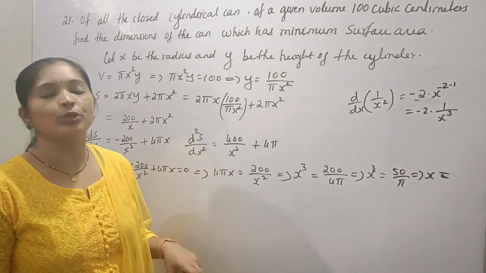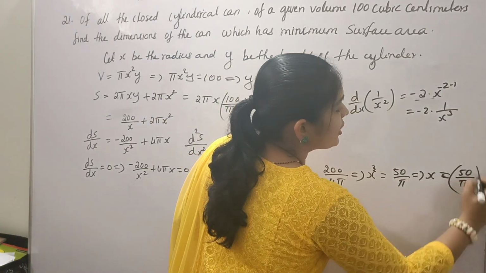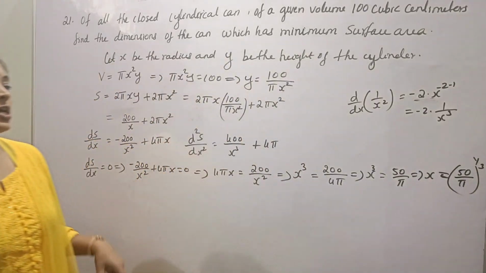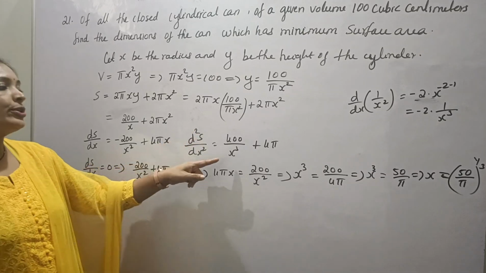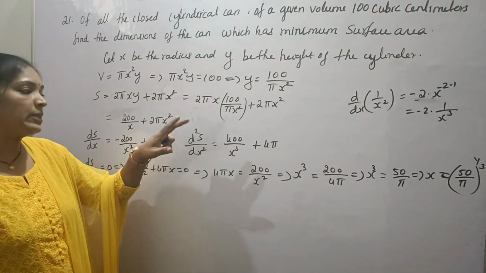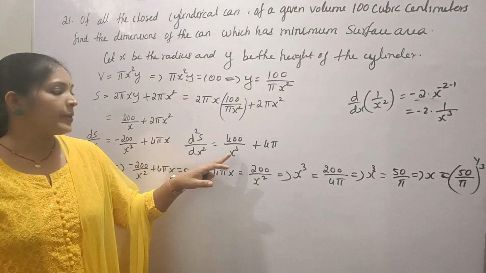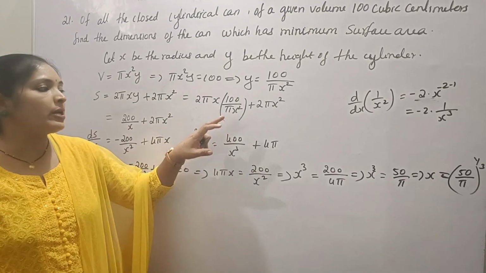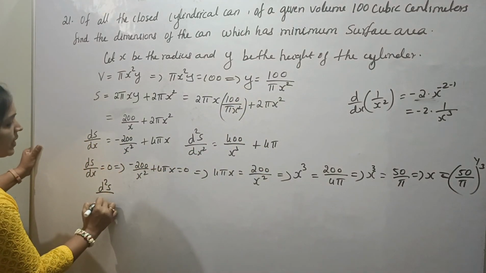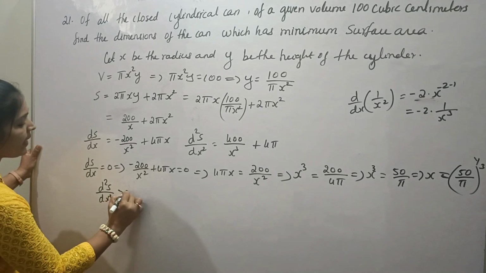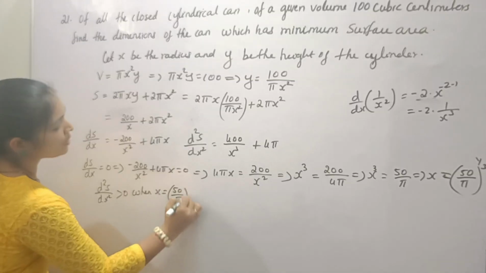So what is x? Cube root of 50 by pi, right? That means 50 by pi whole raised to 1 by 3. Okay, so x is equal to 50 by pi whole raised to 1 by 3. Now substitute x is equal to 50 by pi whole raised to 1 by 3 in d square s by dx square. Obviously it will be greater than 0, right? Because it is dividing by a positive number plus a positive number, that will be greater than 0. So here d square s by dx square is greater than 0 when x is equal to 50 by pi whole raised to 1 by 3.